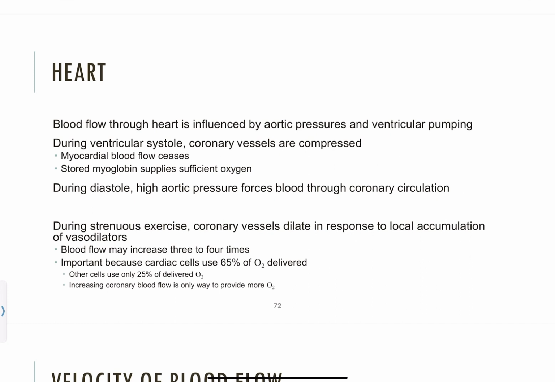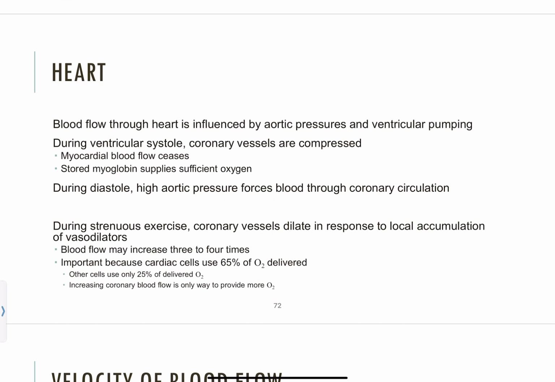So finally, we're at the heart, which is an organ that basically feeds itself when it's not working. So during systole, the ventricles are contracting and the coronary arteries are actually compressed. So we have no blood flowing through them while they're actually contracting. So the heart at this time is going to survive off of stored oxygen that's being held in the form of myoglobin.